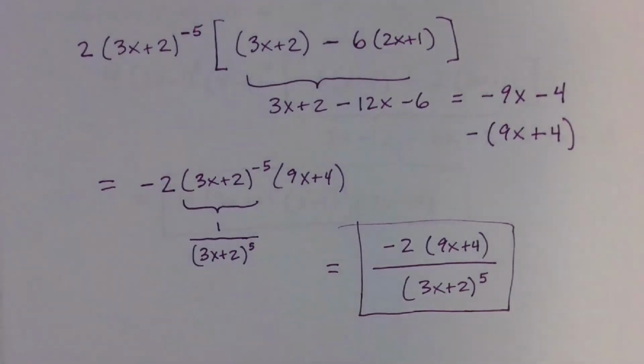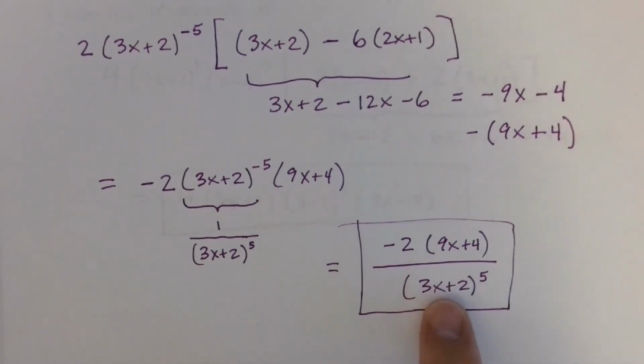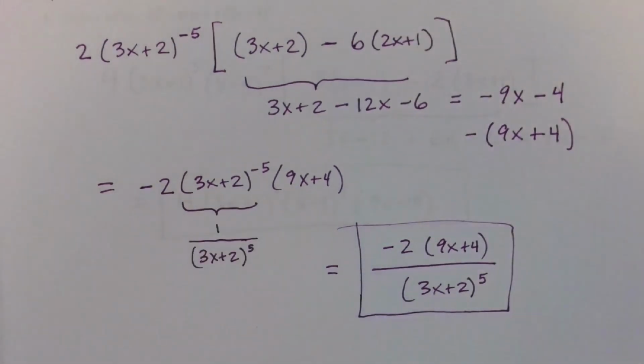And there I have factored essentially the expression. Again, this looks like a division, not a multiplication problem, and indeed it is, but remember, division by 3x plus 2 to the 5th is the same as multiplying by 3x plus 2 to the -5th.